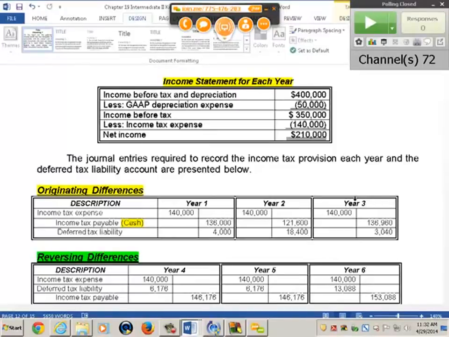Now again, tax expense is normalized. It matches with book income. This is the income statement perspective. The amount you pay the government is based on the tax return. The difference between the two is the deferred liability.